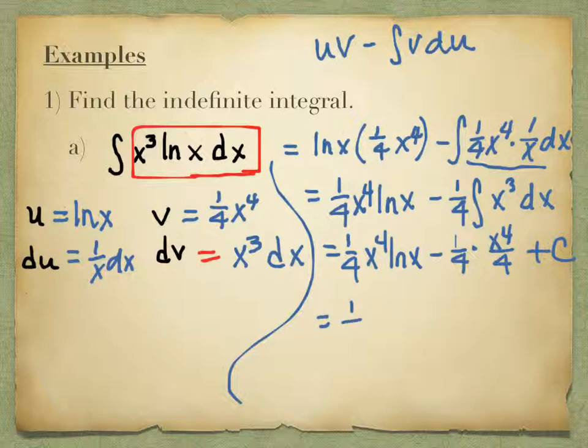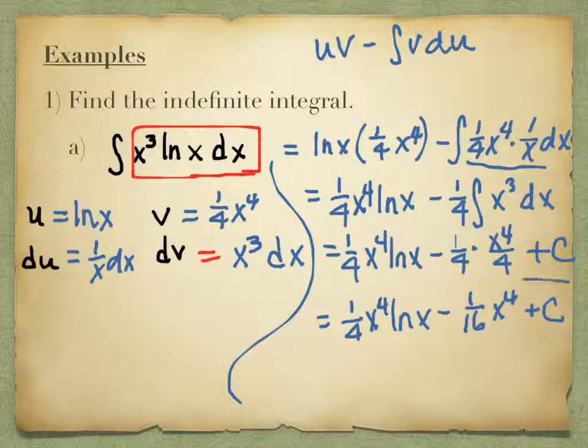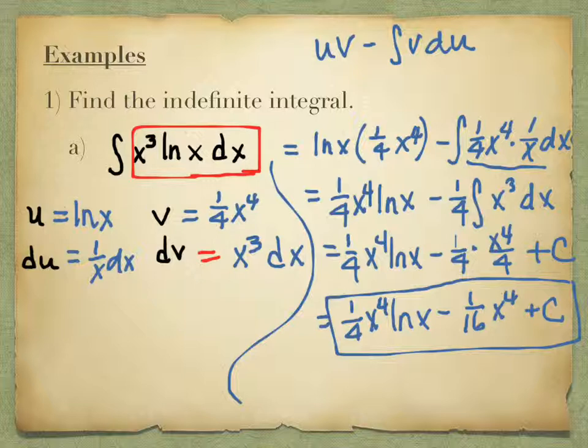So we're going to simplify just a touch. I have 1/4 x to the 4th natural log of x minus 1/16 x to the 4th, or x to the 4th over 16 plus c. What do you think? It's a little different, right? Okay, so let's take a look at another one.